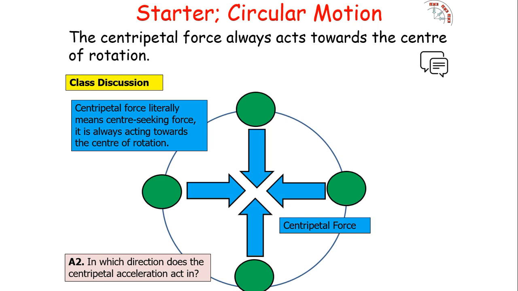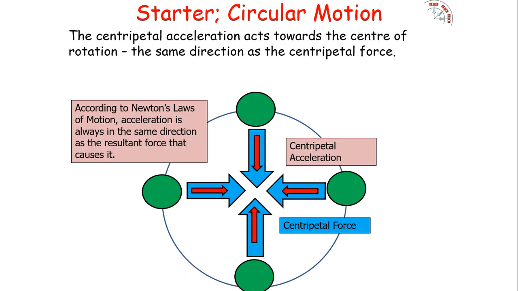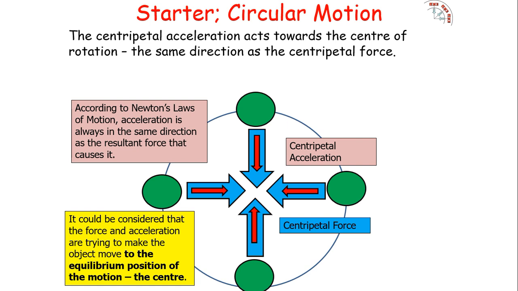Now, which direction will the centripetal acceleration act in? Well, because the acceleration always acts in the same direction as the resultant force, it's Newton's laws of motion, it must be in the same direction as the centripetal force, towards the center of the circle. If we consider that the force and the acceleration are trying to make the object move to the equilibrium position, the center of the circle, but why doesn't it? Well, it's got inertia because it's undergoing motion, so it gives this circular path.